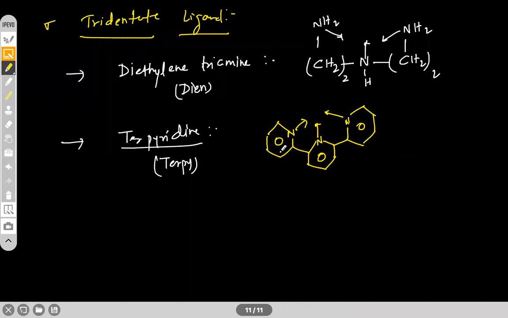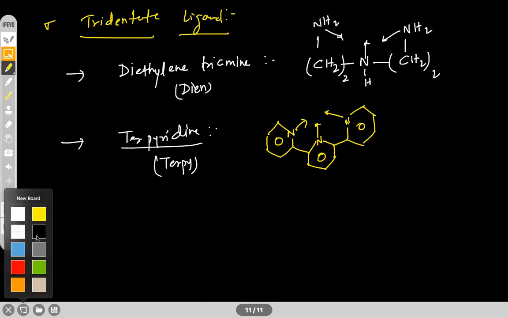Then next write down tetradentate, then we have penta, and then we have hexa. Three more. Tetradentate ligand, denticity is 4.